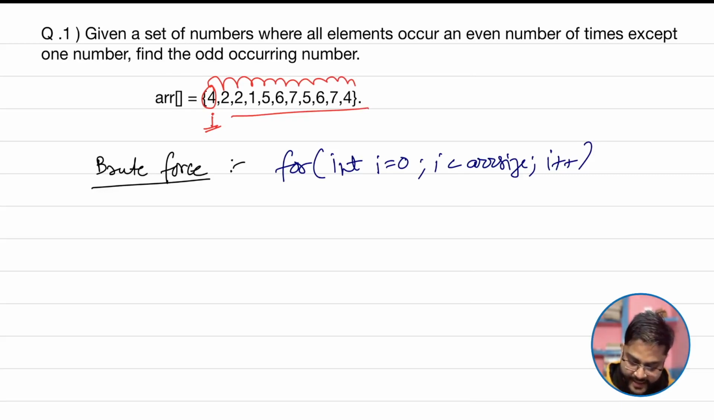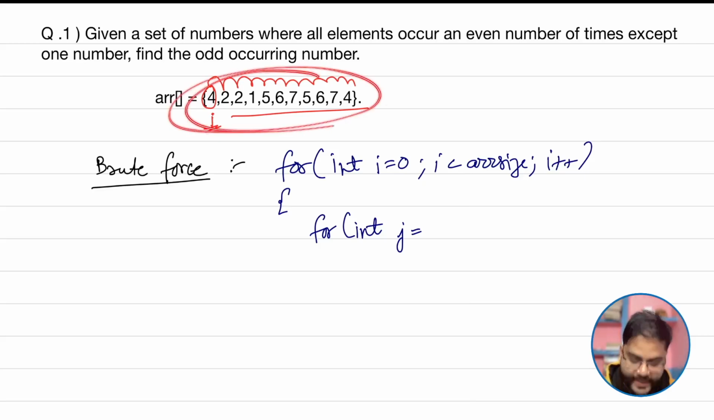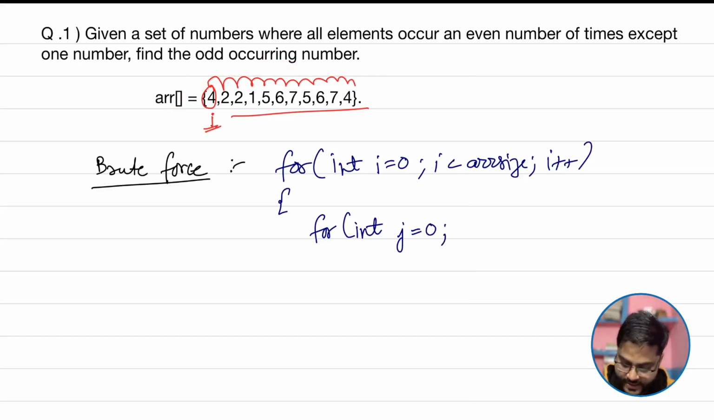So I will again take a loop. Let's say j, let's take a better naming convention. Where will I start? Every time I will check the whole array, so I'll start from 0 itself, from the first position itself. I will run till my array size.